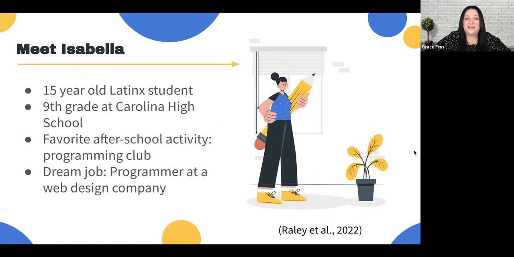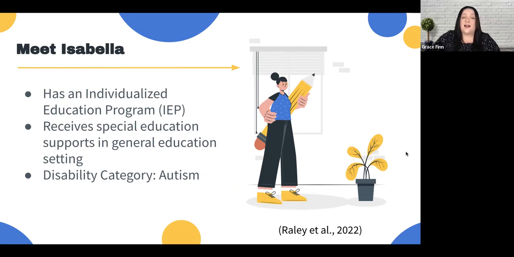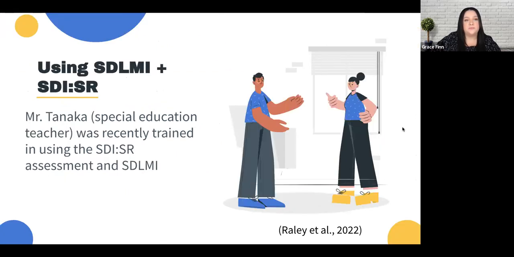So here we have Isabella. Isabella is a 15-year-old Latinx student who is a 9th grader at Carolina High School. Her favorite after-school activity is programming club, and when she grows up, she wants to be a programmer at a web design company. She has an IEP and receives special education supports in the inclusion setting, so in the general education classroom, and is served under the disability category of autism. Her special education teacher was recently trained in using the self-determination inventory student response form, and also the SDLMI.